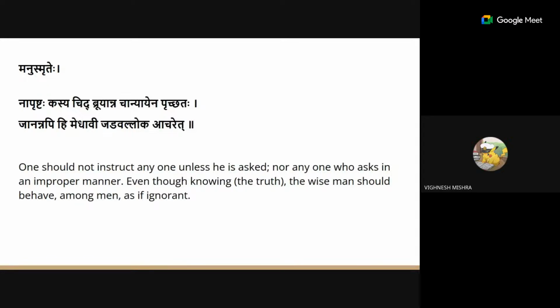Na prishtah kasya chid bruyan na chanya yena pritchataha. Okay, we'll try this at one go now. Na prishtah kasya chid bruyan na chanya yena pritchataha. Yeah, that is also fine.